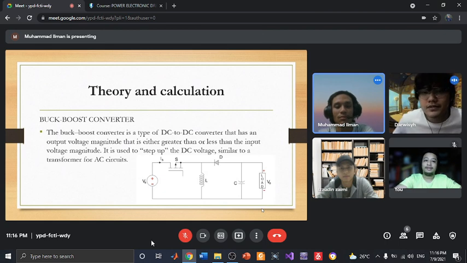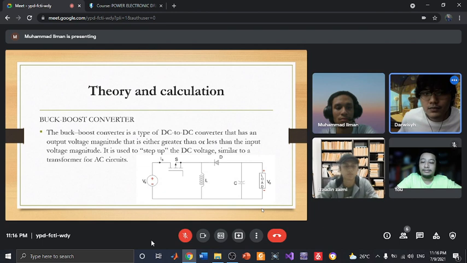My name is Darwish Arifin bin Arifin, ID number TF19002. Okay, I will explain about theory and calculation. First, the theory is buck and boost converter. Okay, the buck boost converter is a type of DC-DC converter that has an output voltage magnitude that is either greater than or less than the input voltage magnitude. It is used to step up the DC voltage, similar to a transformer for an AC circuit.